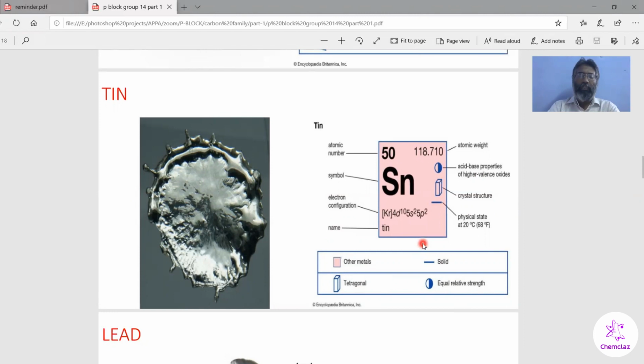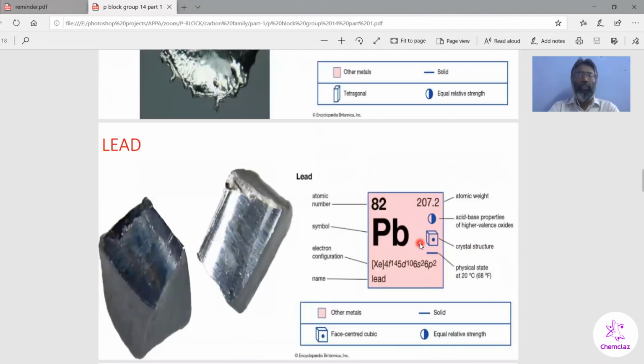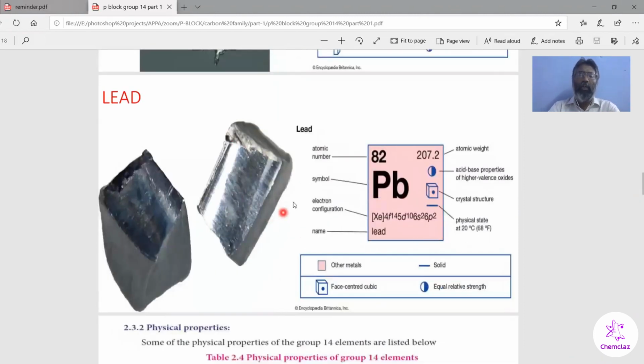The next one is lead. Lead is also a metal, atomic number 82 and atomic weight 207.2. For the acid-base nature, you can see the equal relative strength, which means amphoteric nature. Crystal structure: face-centered cubic structure. Electronic configuration: xenon 4f14 5d10 6s2 and 6p2.